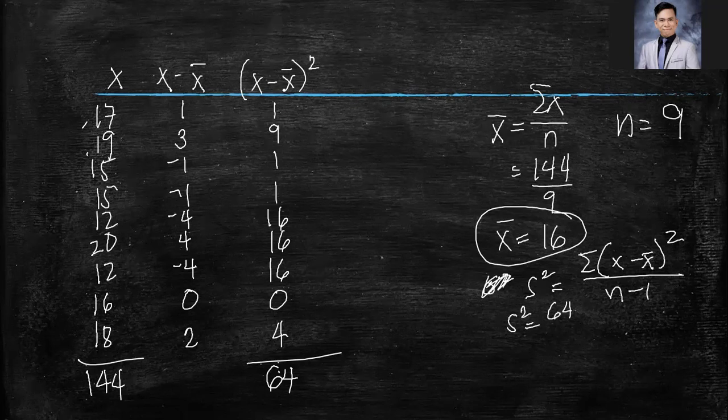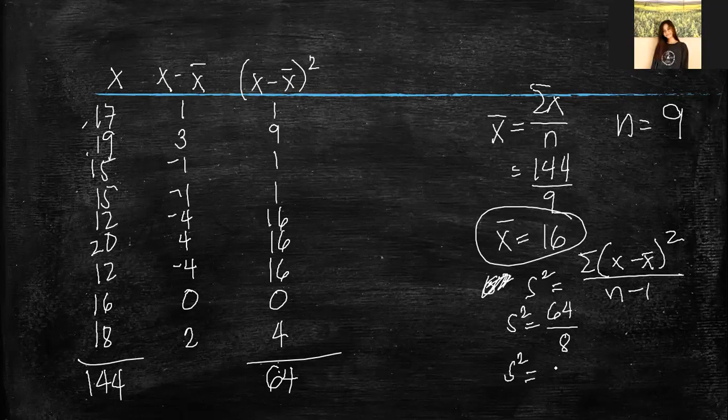Ito na yung x minus x bar squared. Tapos pag pinag-add natin, yun na yung summation. So 64 over 9. 9 ang ating sample size. Minus 1, so magiging 8 na lang siya. So 64 divided by 8. Our variance is 8.